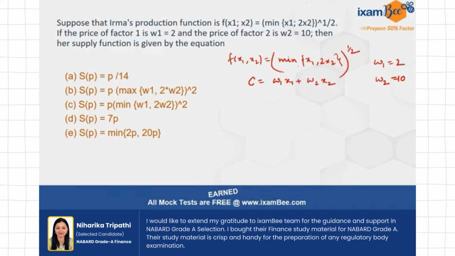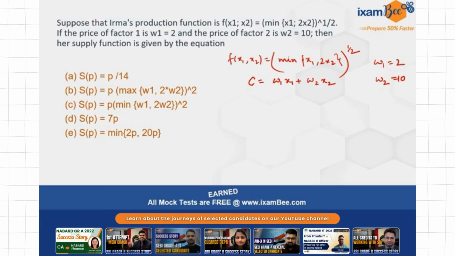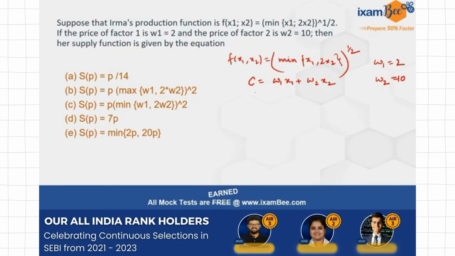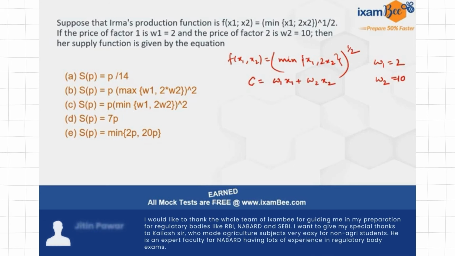Now we know that the supply curve is the rising portion of the marginal cost curve. So that's what we need to find out. We need to come to marginal cost and then we'll be sorted. In order to derive the marginal cost, we first write the total cost. Now the problem is that this is in terms of inputs and input prices. We want the total cost in terms of output. So we are going to replace x1 and x2. We already know w1, so it's 2x1 plus 10x2.